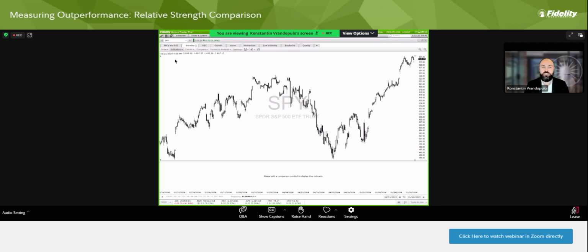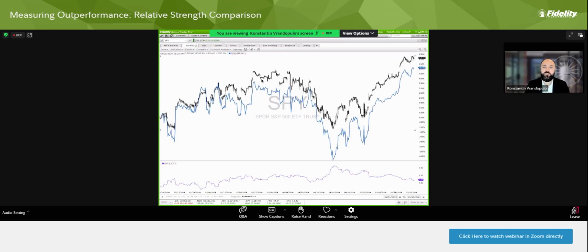So again, what are we really doing? Well, we're comparing the price of one asset to the price of another asset that we want to compare it to. So let's go ahead and do that. So let's say that I wanted to compare the price of the S&P 500 to the price of QQQ, which is the exchange traded product that is tracking the NASDAQ 100.